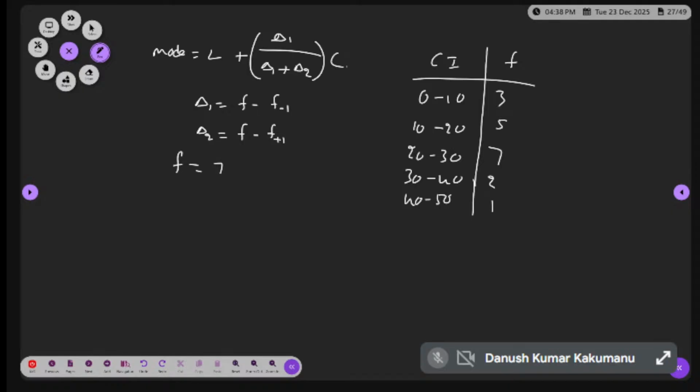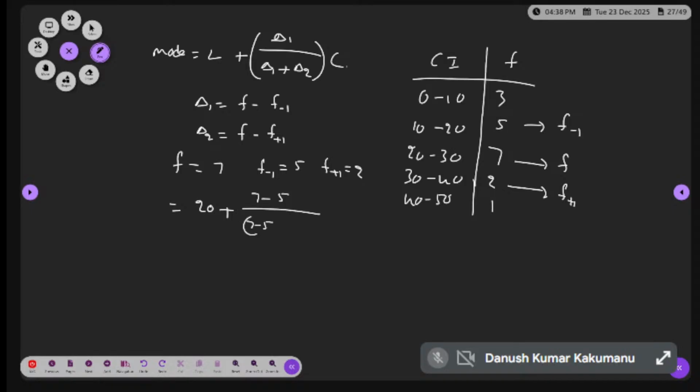F minus 1, F plus 1: the frequency before the ideal class and the frequency after the ideal class. Substitute and simplify. F is 7, F minus 1 is 5, F plus 1 is 2. Substitute. L value is what? 20 plus 7 minus 5, divided by 7 minus 5 plus 7 minus 2, into what is that? C, class size.